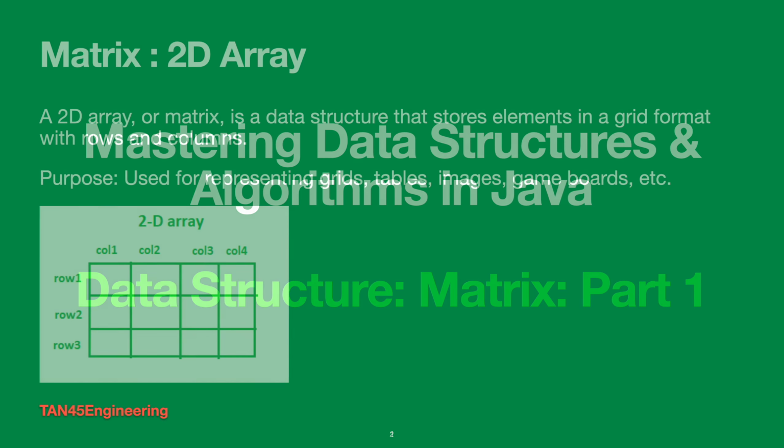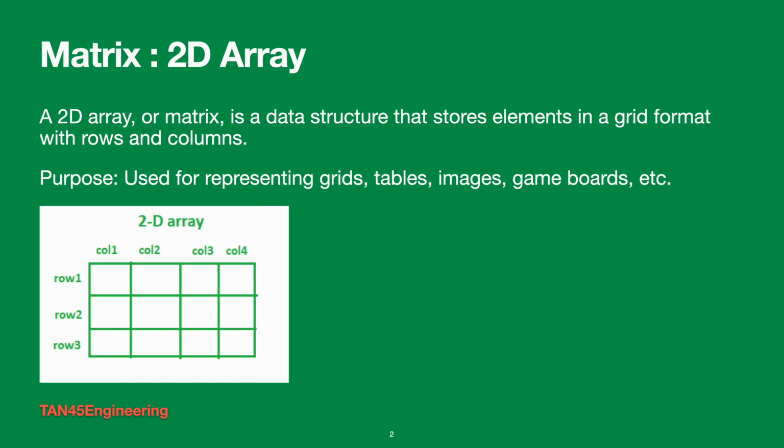As many of you would already know, matrix is nothing but a 2D array. If you go with the definition, a 2D array or matrix is a data structure that stores elements in grid format with rows and columns. Purpose: used for representing grids, tables, images, game boards, etc. We can see this is a two-dimensional array. We can store the values throughout the row and then throughout the columns as well.